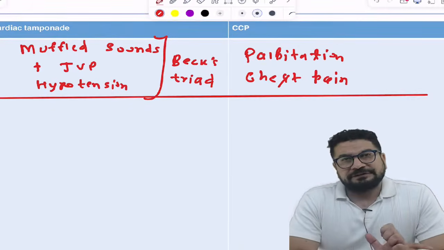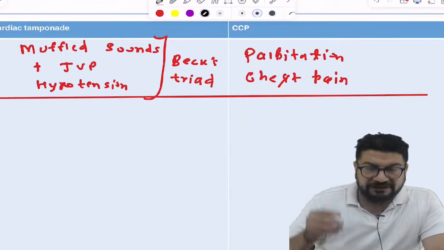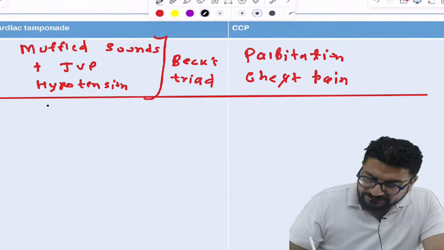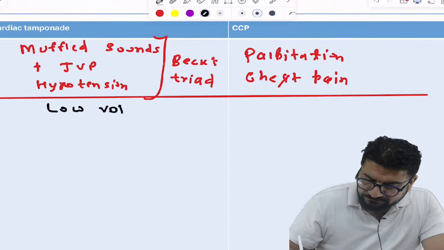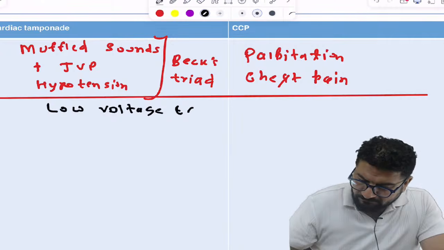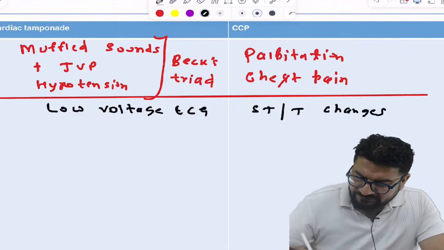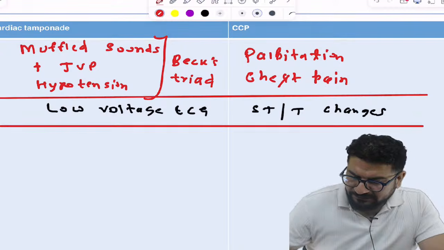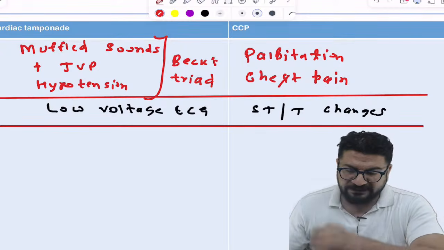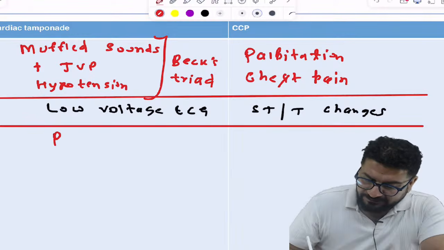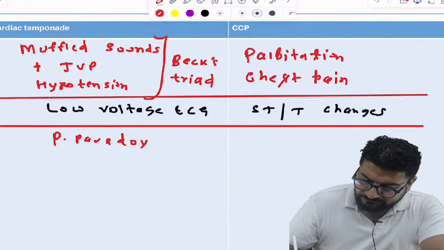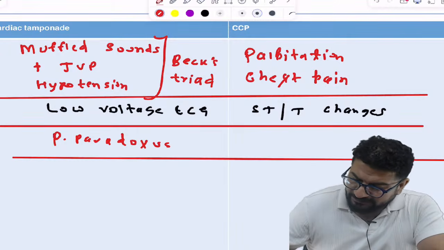Let us talk about ECG. What will you find in ECG? Whenever some fluid is there, you can see low voltage ECG. In the other one, ECG will have ST segment or T wave changes. Third difference: whenever you have a patient of cardiac tamponade, the classical feature is pulsus paradoxus. And in chronic constrictive pericarditis, you will find Kussmaul sign.